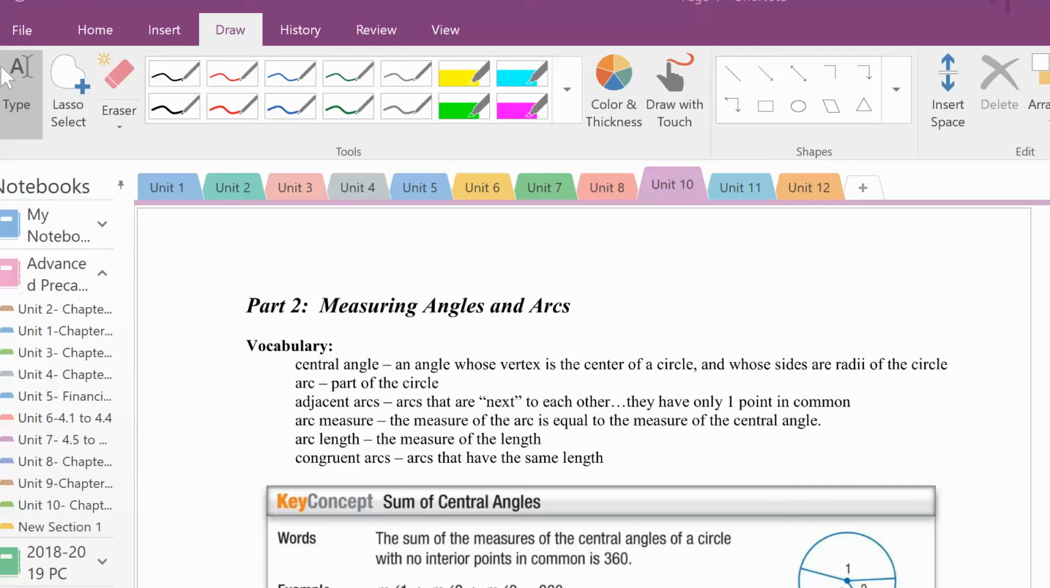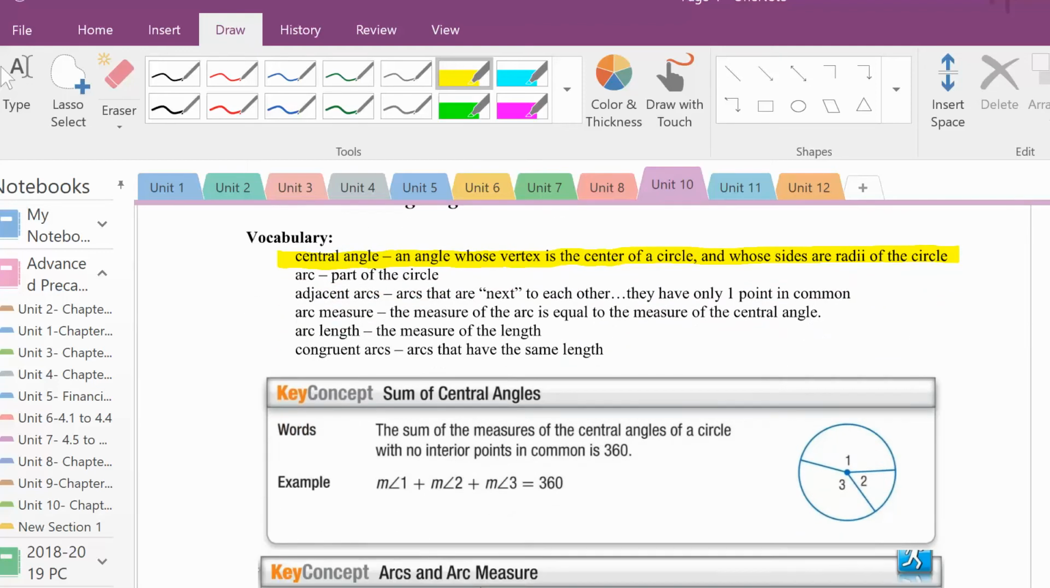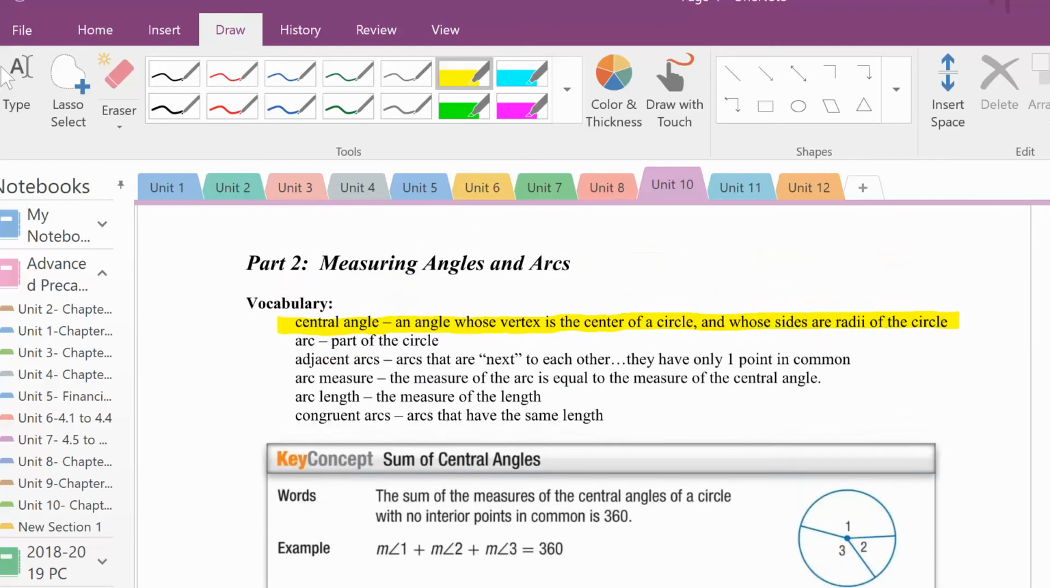Welcome to Unit 10, Part 2. We're going to talk about how to measure angles and arcs in a circle. So there's a couple key vocabularies. First of all, a central angle is an angle whose vertex is the center of the circle and whose sides are radii of the circle. So look here, angles 1, 2, and 3 are all central angles.